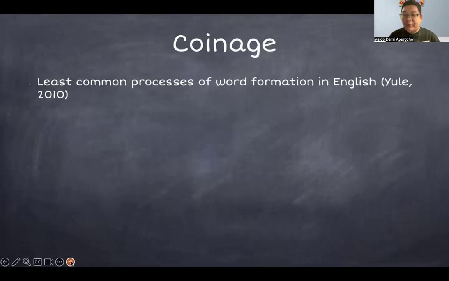So one of the word formation processes that we need to understand is coinage. This is actually one of the least common processes of word formation in English, according to Brown and Yule in 2010.